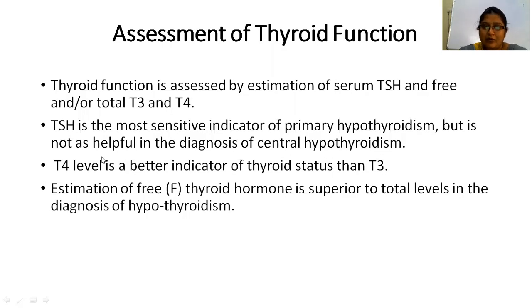And then T4 level is a better indicator of thyroid status than T3. We discussed this earlier. And then estimation of free thyroid hormone is superior to total levels in the diagnosis of hypothyroidism, because total thyroid hormone varies according to binding to globulin and albumin proteins.